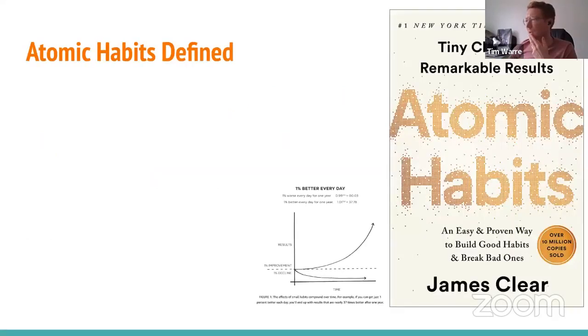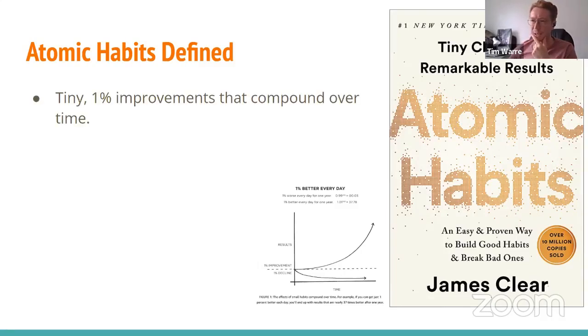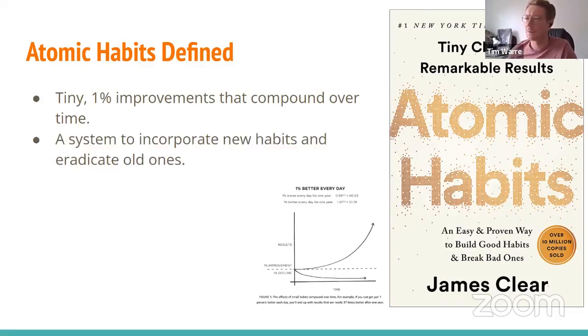So let's take a look at the book and the general idea of the book to begin with. The idea is making tiny 1% improvements, these atomic habits, at an atomic level, very small improvements that compound over time. The idea being that if you get 1% better at things every day, over the course of a year, you're going to see a huge improvement that compounds over time. And it's a system to incorporate new habits into your life and also eradicate old ones.